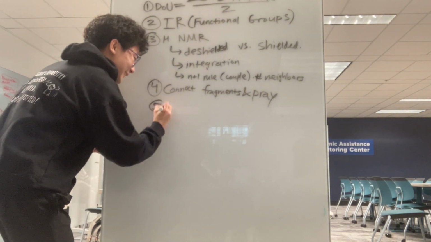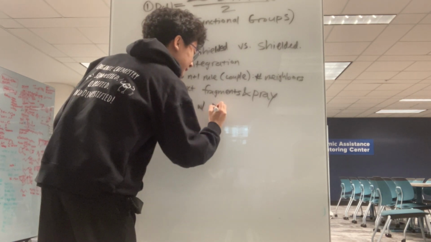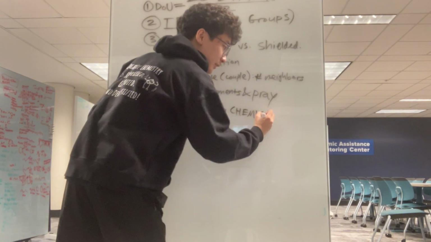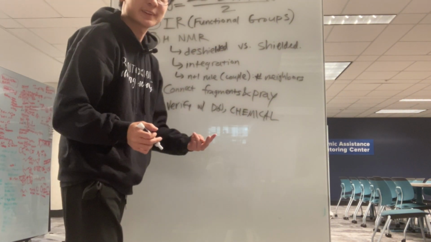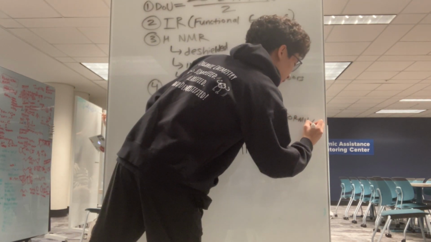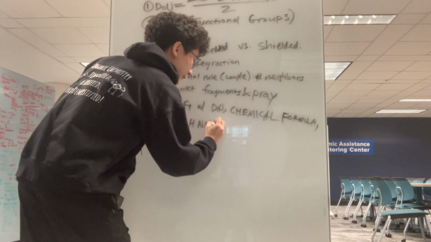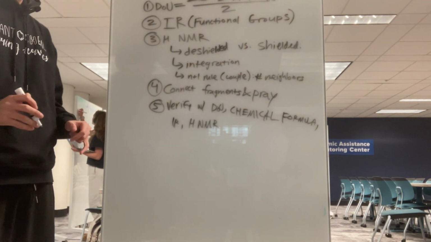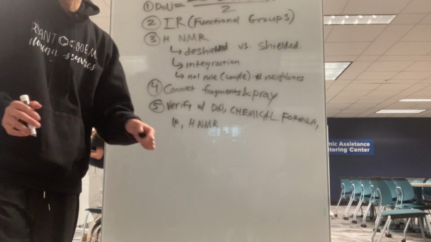And then the 5th step, the last step, is to verify with everything that you have. You're going to verify with the DOU, the chemical formula, that's a very big one, because that keeps track of how many atoms are in the molecule, like how many carbon atoms, halogens, hydrogens, oxygens, the IR, and the HNMR, and then hopefully you get the right answer. So these are the 5 steps that I go through to solve a spectroscopy problem.